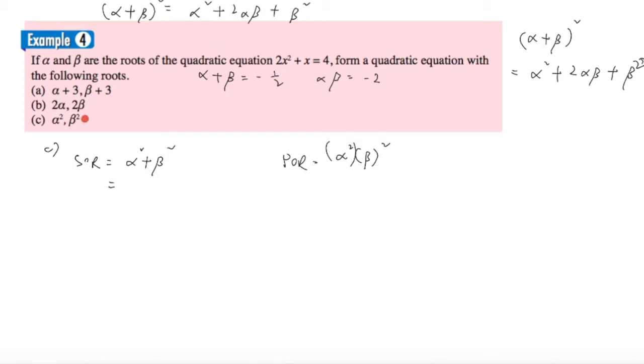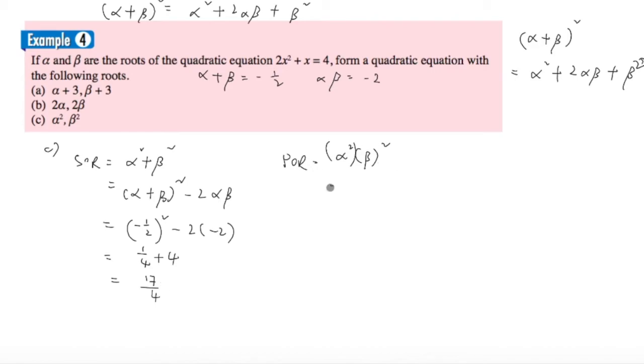So now I only want alpha square plus beta square. So I don't want this, so this one goes there. When this one goes there, it becomes alpha plus beta, holding square, minus 2 alpha beta. These two are the same. So later you can substitute the values inside. Alpha plus beta, negative 1 over 2, squared, minus 2 alpha beta, negative 2. So here 1 over 4 plus 4. So 17 over 4.